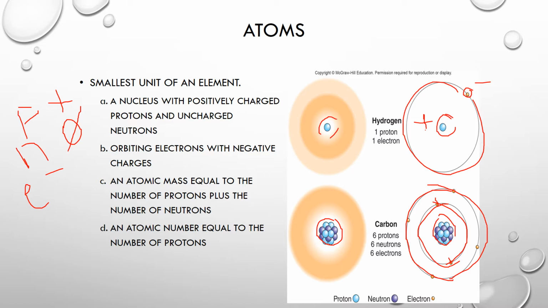So the atomic mass is going to be equal to the number of protons plus the number of neutrons. So take a moment, what is the atomic mass of our example for hydrogen? So 1, very good. And then what is the atomic mass for carbon here? So this would be 12, right. And the atomic number is going to equal just the number of protons. So for hydrogen, the atomic number is going to be 1, and for carbon, the atomic number will be 6.